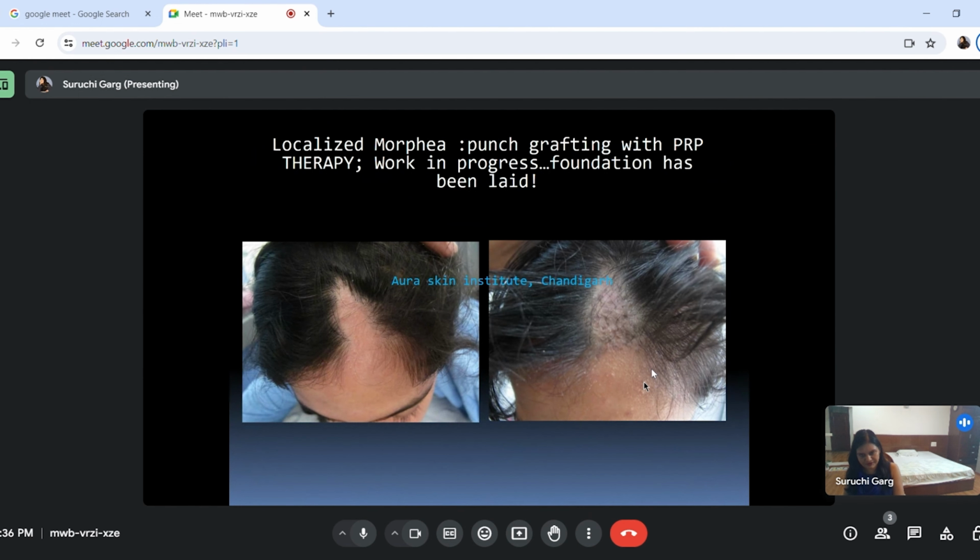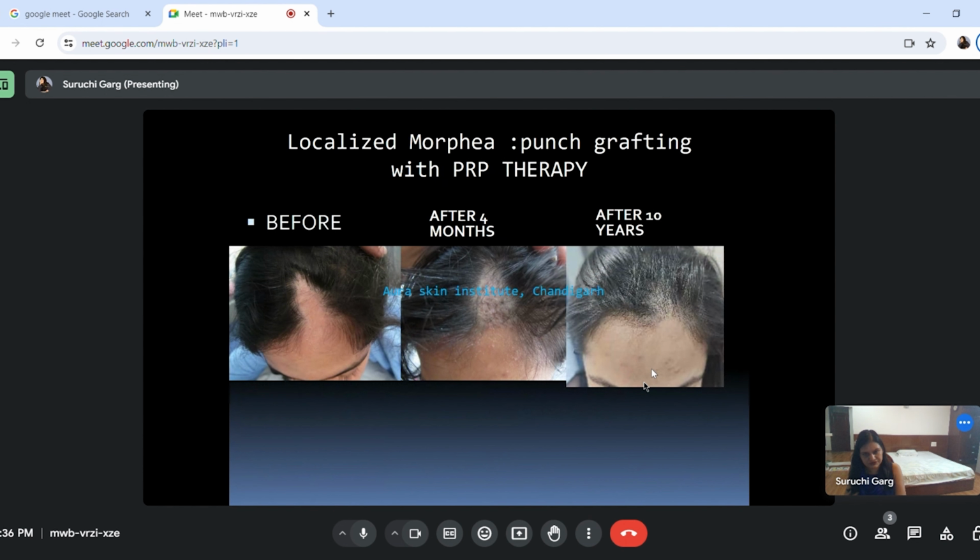And this is the case of morphea, because the skin was very thin, papery thin, and I decided that I should do the punch biopsy FUE hair transplant rather than the FUE hair transplant. So I did some 25 punches of 2 millimeter here, and I injected PRP. This was the result after 4 months, and then I lost her to follow up, and then she walked into my clinic after 10 years, and this is how she was doing. She did not want any revision surgery with FUE hair transplant. That was my plan earlier, but she was quite happy, and the morphea was completely gone here.